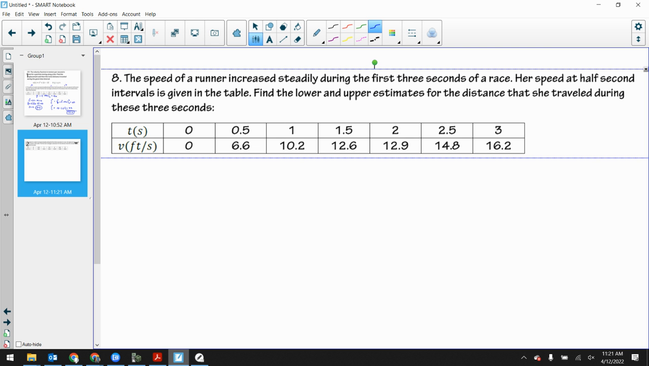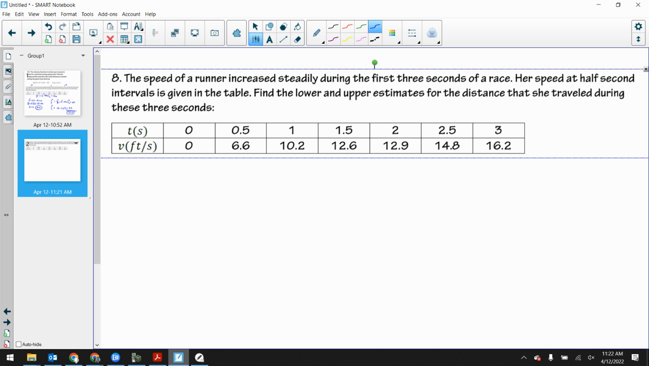There we go. The speed of a runner is increased steadily during the first 3 seconds of a race. Her speed at half-second intervals is given in the table. Find the lower and upper estimates for the distance traveled during those 3 seconds. Basically, this is before we even knew, but I have to find the integral from 0 to 3 using all of these values here.